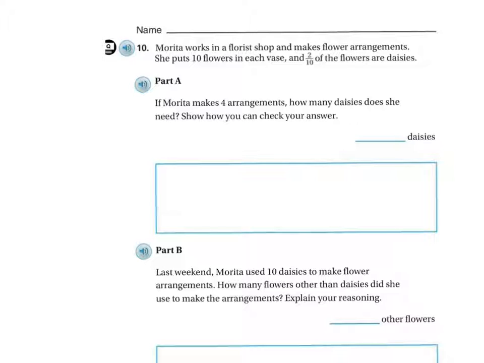All right. So what's the question asking? How many daisies does she need for 4 of these flower arrangements, keeping in mind that for each arrangement she needs 10 flowers total. 2 of them are daisies. So let's go to step 2. Let's draw a picture or make a chart. I think a T-chart would help in this case.